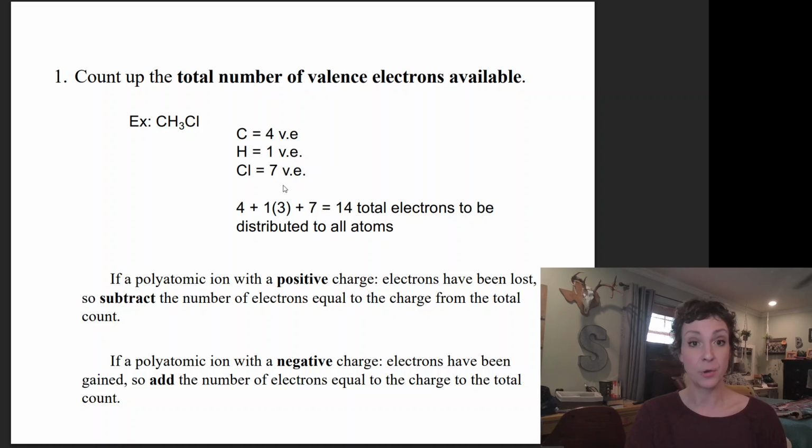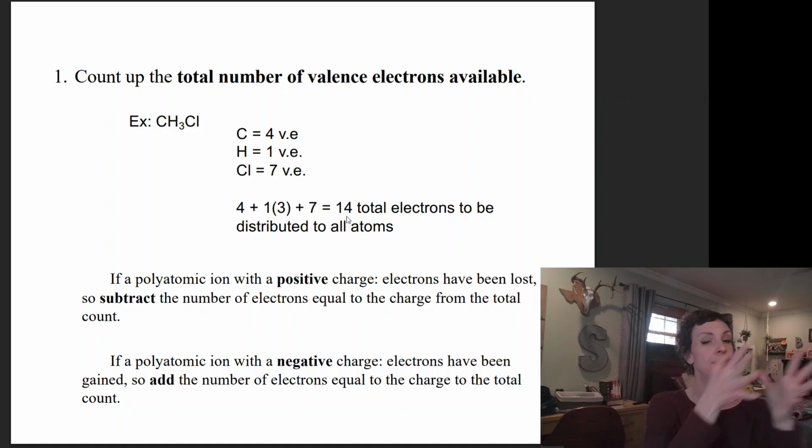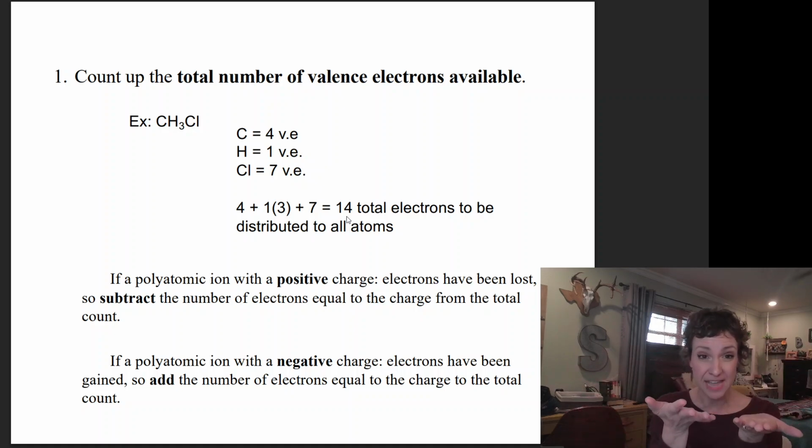So for this example, we know carbon is in group 14, so he's got 4. Hydrogen is in group 1. He's got 1 valence electron, right? And then chlorine is in group 17, so he's got 7. So here I am adding up all the total electrons: that 4 from the carbon, each one of those 1 valence electrons from the 3 hydrogens in my formula, and then the 7 from the 1 chlorine. So I have 14 total valence electrons that are going to be distributed in some way to all of these atoms in order for them to all be satisfied.